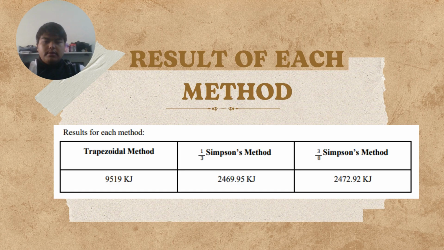For the trapezoidal rule it is 9,590 kJ. The Simpson 1/3 method is 2469.95 kJ, and the Simpson 3/8 is 2472.92 kJ.